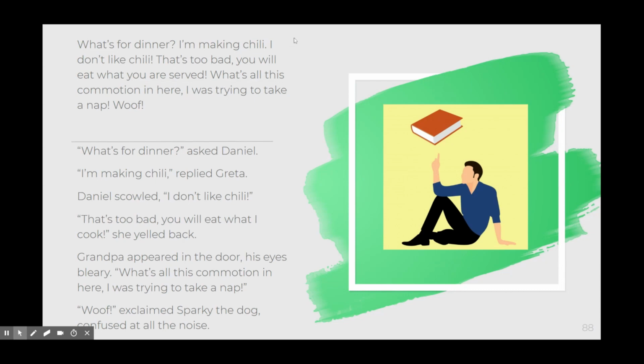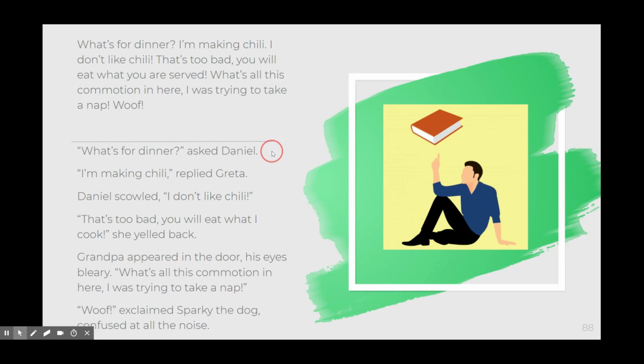So up here at the top, we have an example of basically no quotation marks, no organization, and different characters speaking. It says, what's for dinner? I'm making chili. I don't like chili. That's too bad. You will eat what you are served. What's all this commotion in here? I was trying to take a nap. Woof. Now, clearly, we can kind of get an idea of what's going on there, but it's a mess. Imagine reading a whole book with sections like this. It would be a nightmare.